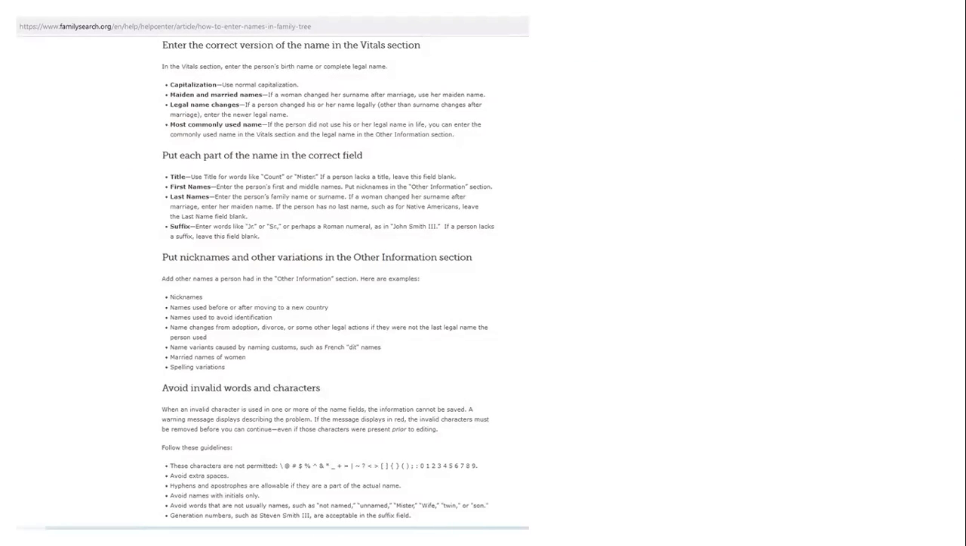With the immigrant ancestors, quite often we see they change their names. So use the name that they are most commonly known by. Put all the other names in as alternate names. There are spaces to put in titles and suffixes. Avoid using words that are not names. Don't use child, infant, mother, wife, any of those things. So if you don't know the name, you just leave it blank.